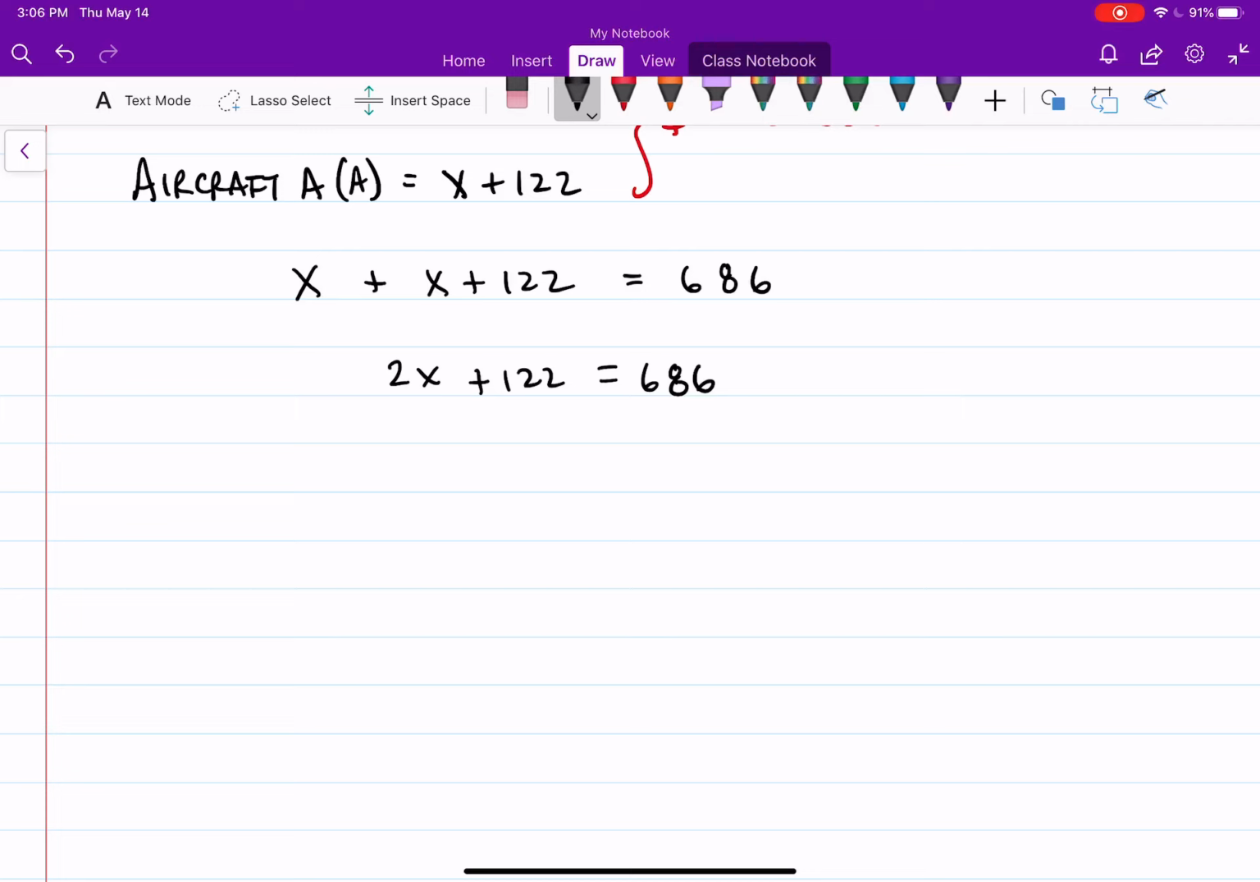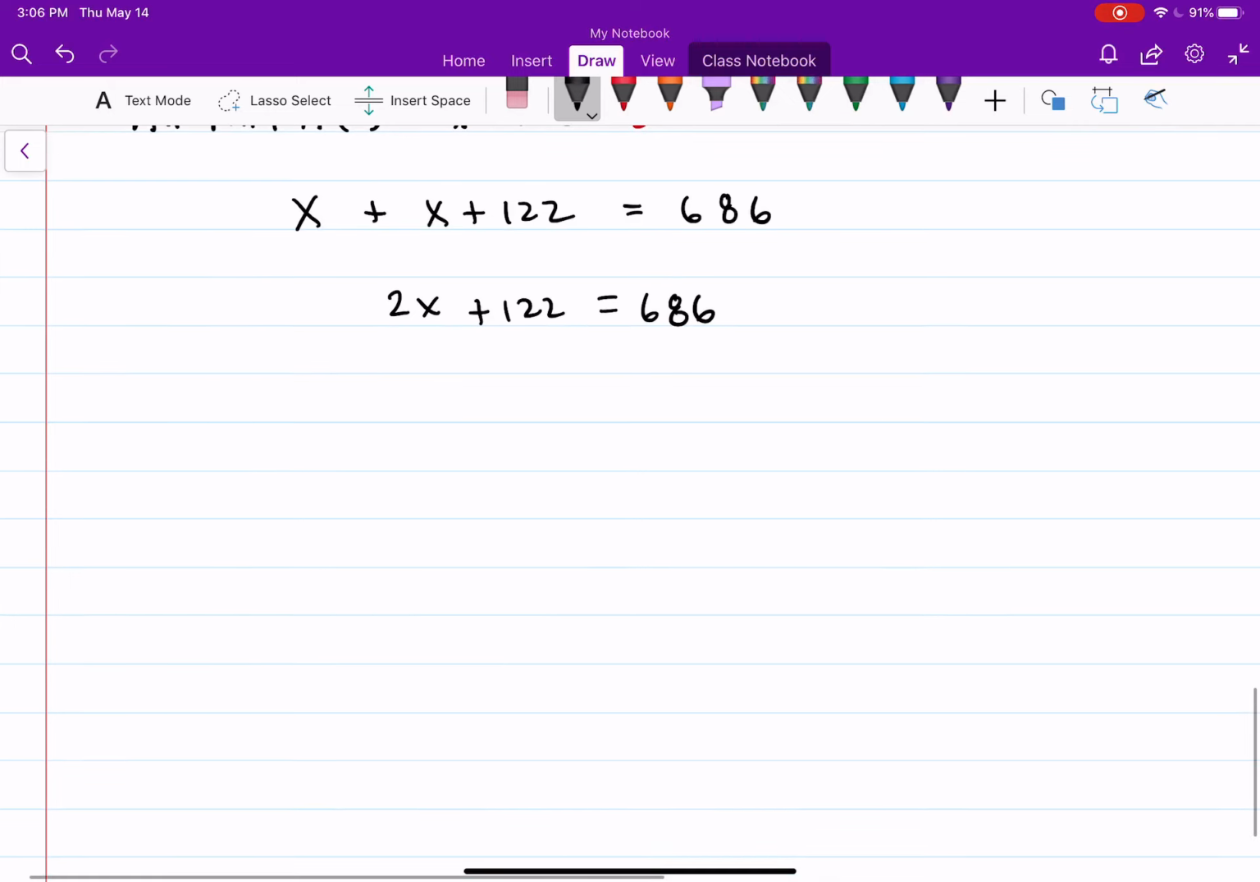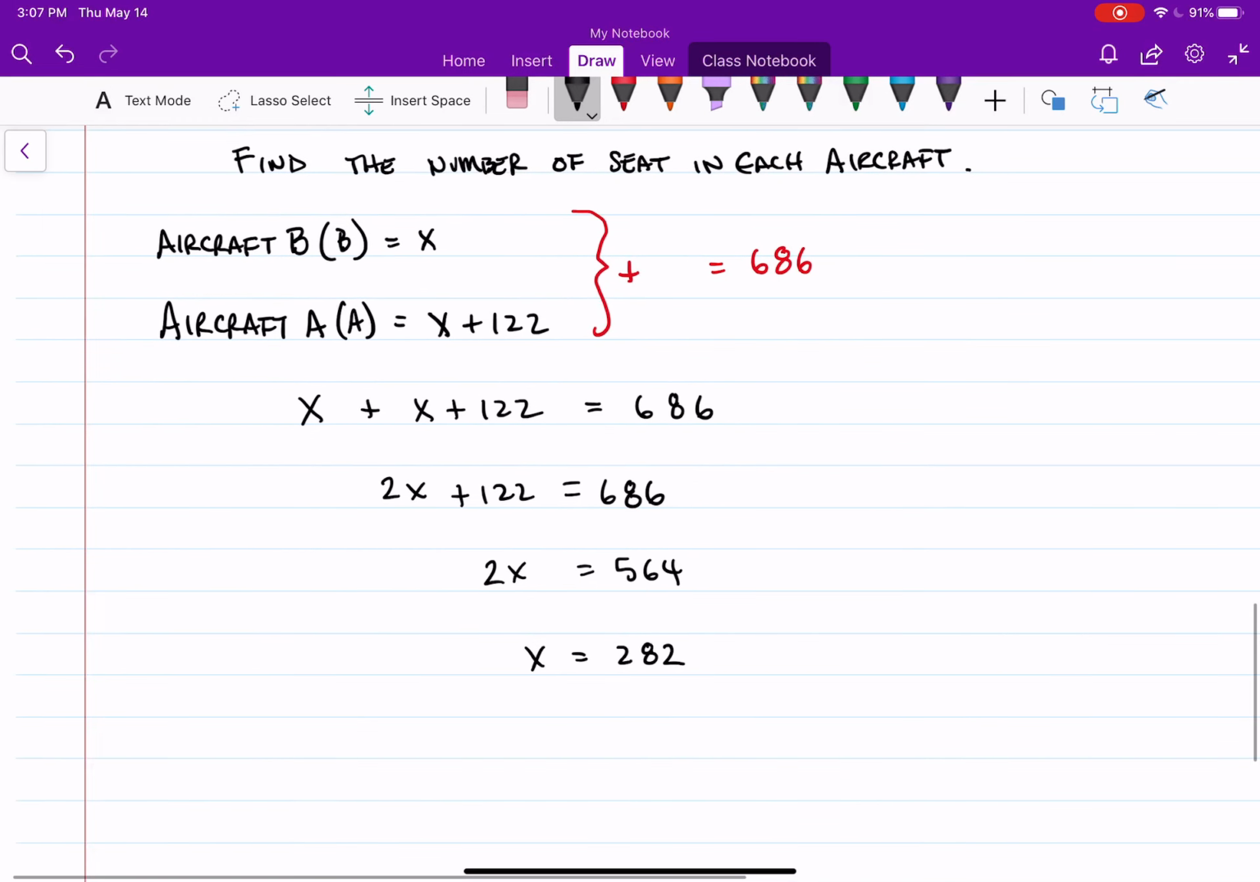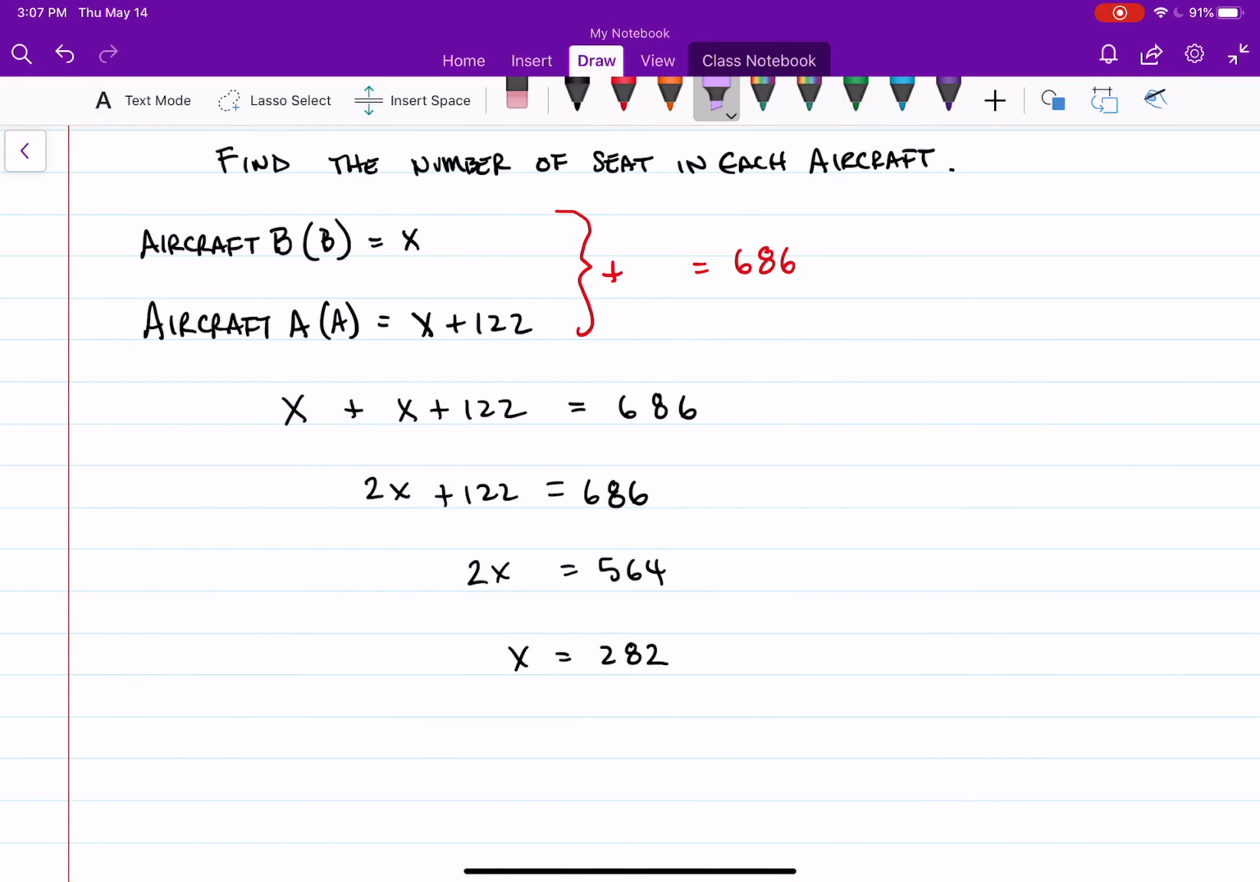So let me see. Now I've got to get rid of the 122. So 686 minus 122, I get 2x is equal to 564. Then I've got to divide by 2. So x is equal to 282. The value of x is 282. If you come up here, you'll notice that value of x and that x right there. So I've got to replace those x's with 282.